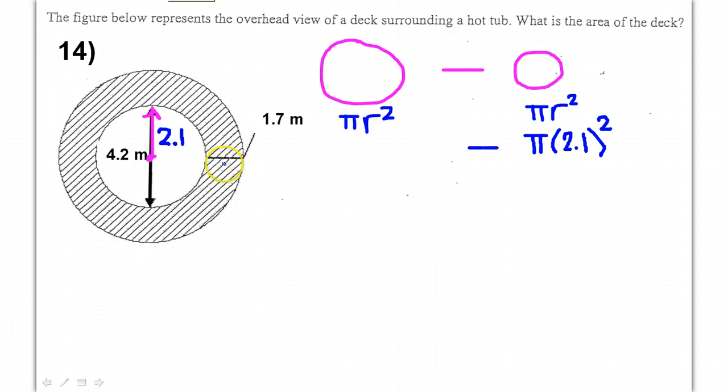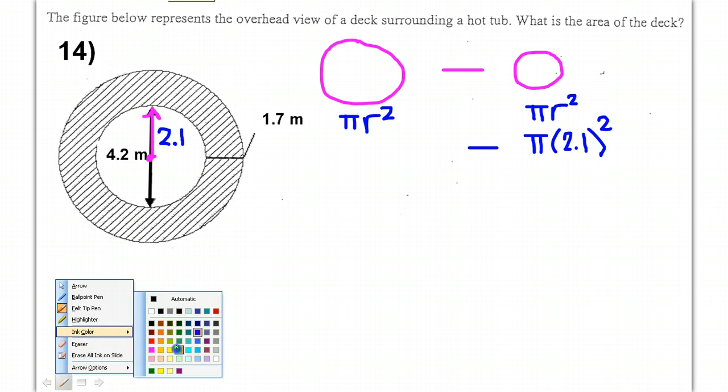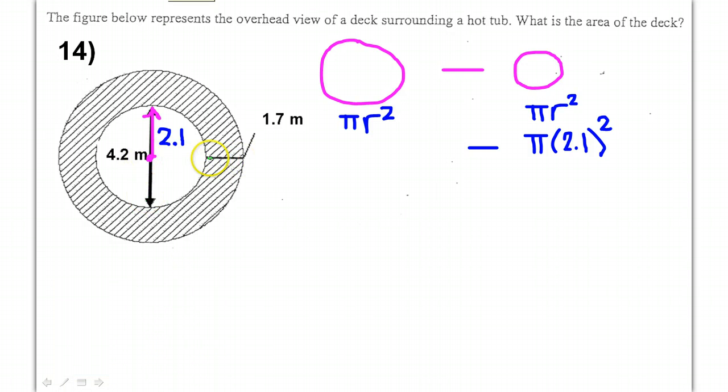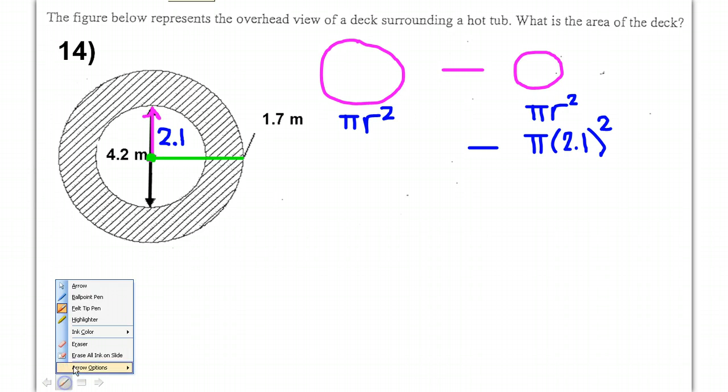Is it 1.7? Is this the radius of the big circle? Well, certainly not. It's not the radius of the big circle. That doesn't even reach to the center. So, if the center of the circle is here, this would be the radius of the big circle. That green would be the radius of the big circle. Now, I need to be very, very careful here.